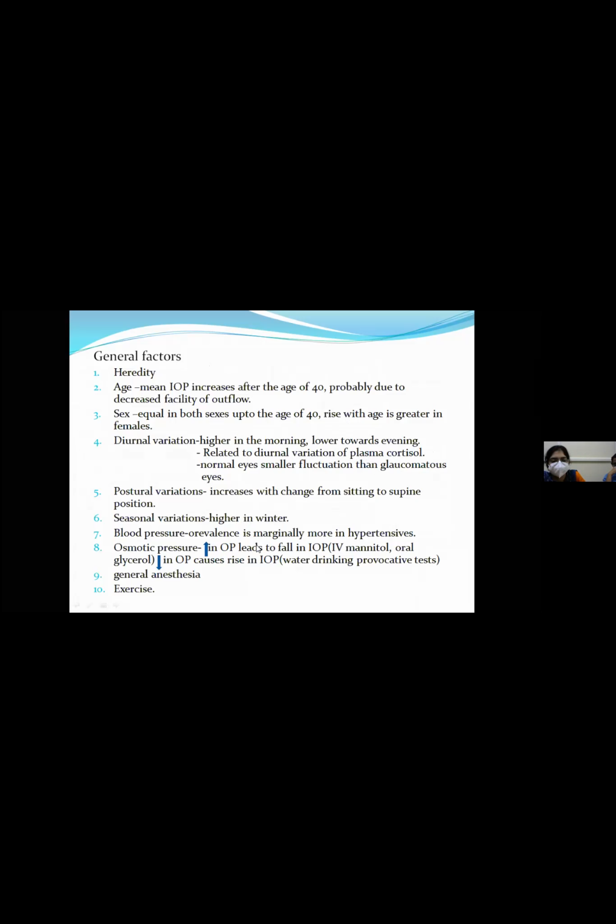IOP is marginally more in hypertensives. It also depends on osmotic pressure. It increases when there is a decrease in osmotic pressure, like drinking water in provocative tests. There is a fall in IOP when osmotic pressure is increased with the use of IV mannitol and oral glycerol. General anesthesia and exercise also affect the formation or maintenance of intraocular pressure. Thank you.